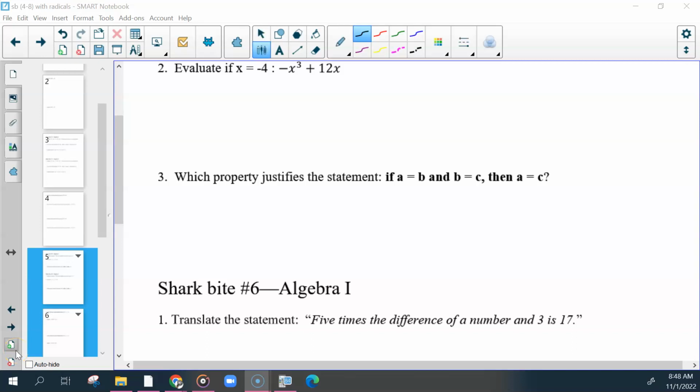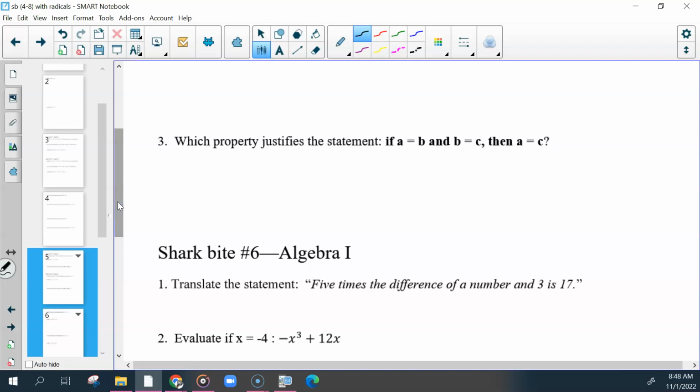So this was one of the first things we talked about at the beginning of the year. If you didn't remember that, you either needed to go through your notes, find someone who still has these notes, or look on Canvas. There's only one property that talks about if A equals B and B equals C, then A equals C. This is your transitive property.